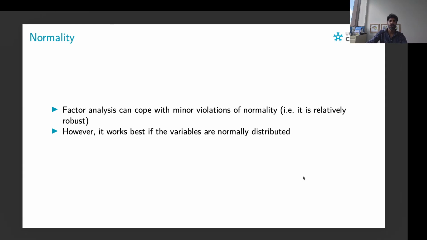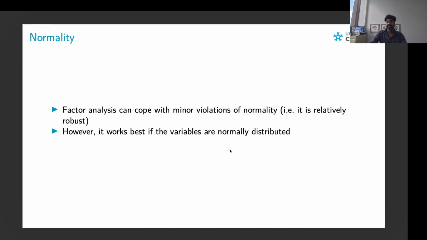So, normality. Factor analysis can cope with minor violations of normality. It's relatively robust, and what this means is if your data is not normally distributed, it can cope with this. However, it works best if the variables are normally distributed.